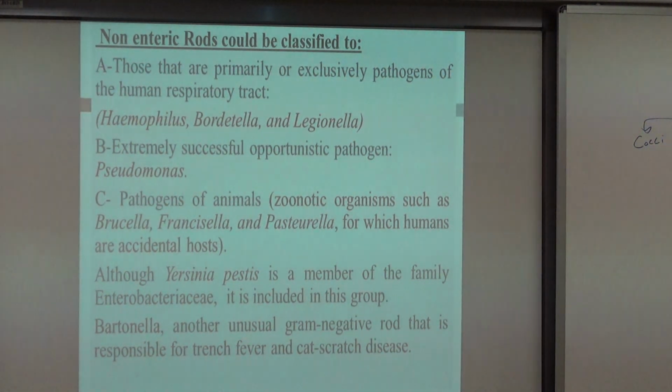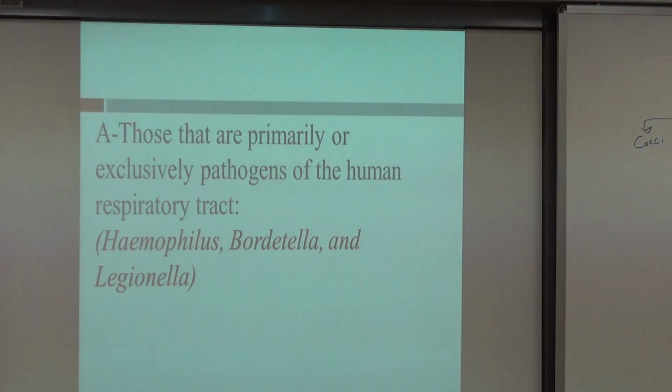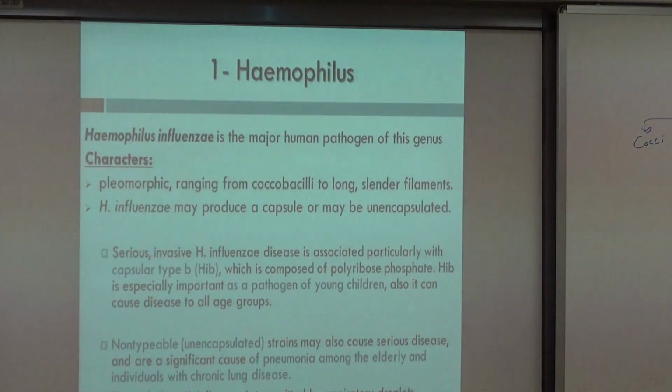We know that Yersinia pestis is considered one of the Enterobacteriaceae, but usually we include Yersinia pestis in this group as non-enteric because, as we mentioned, it is involved in some non-enteric infections. So the first class is those organisms that lead to respiratory tract infections. We have some examples like Haemophilus.